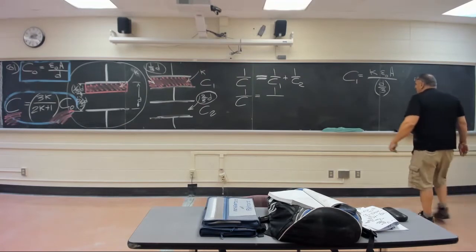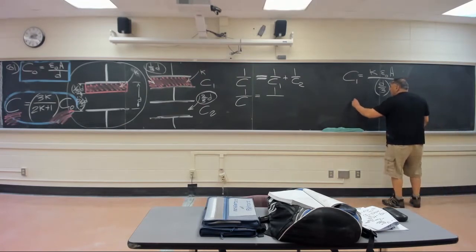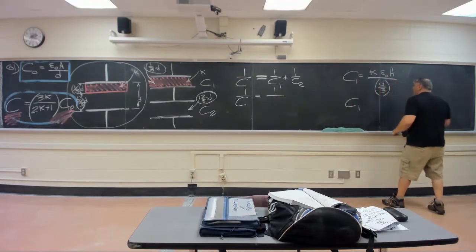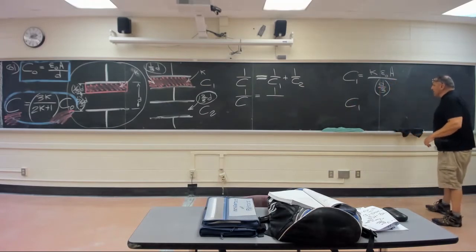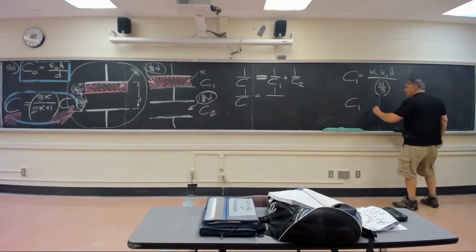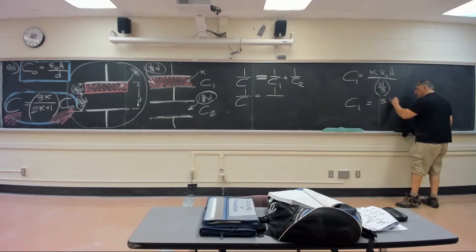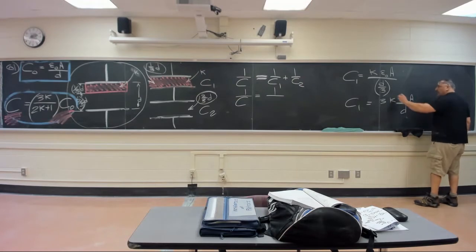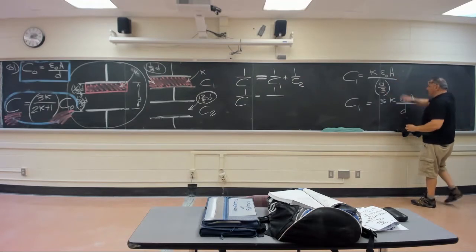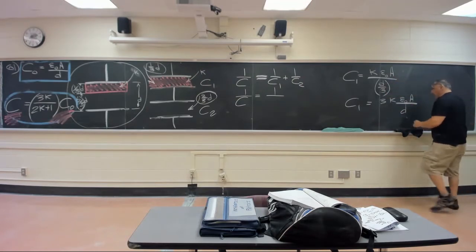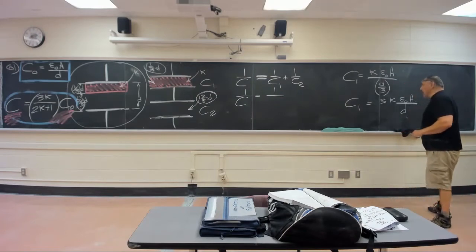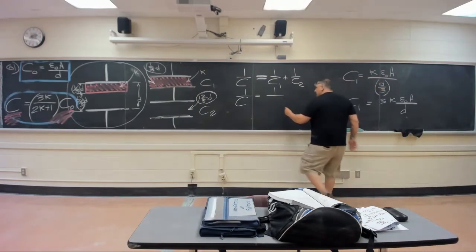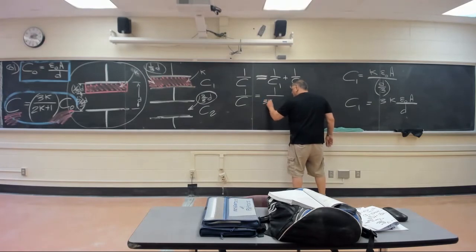This is C sub 1. So what happens here? Well, you put the plates closer together, so you get a bigger capacitance. This is going to make it a bigger number. You end up getting 3 kappa epsilon naught A over D. The D was here. Do the division, it flips like that, and you got this. 3 kappa.